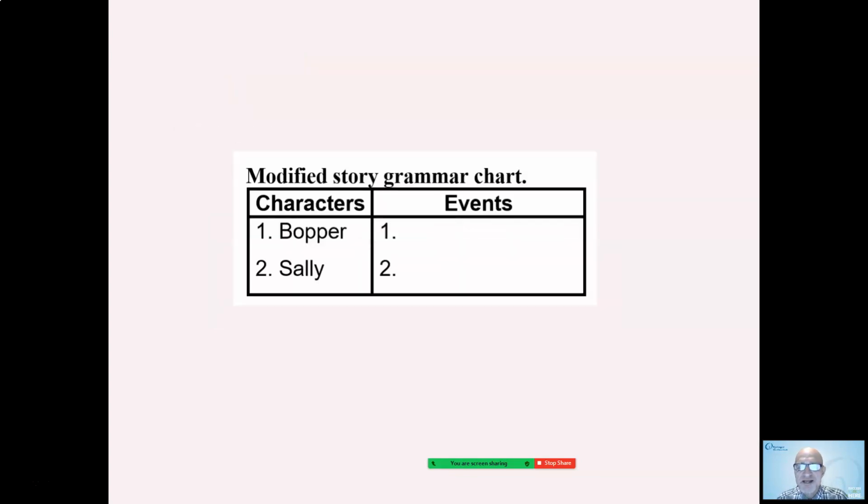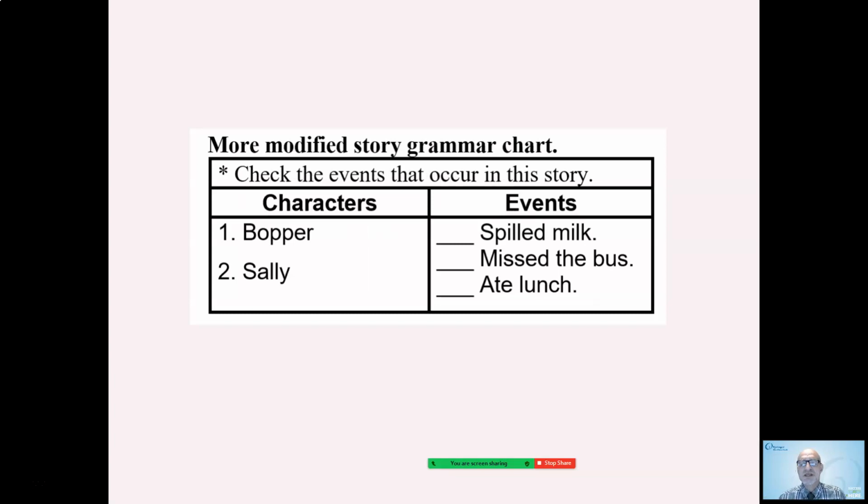And you can modify this, maybe just characters and events, or maybe I'll tell them the events and have them look for characters, or maybe the characters and events, and have them look for settings. You decide. And to modify it even further, I may have the characters, and I'll say, boys and girls, some of these events occurred, some of them didn't. We are going to read and put a check mark next to those events that occurred. See how you modify, you create structure.